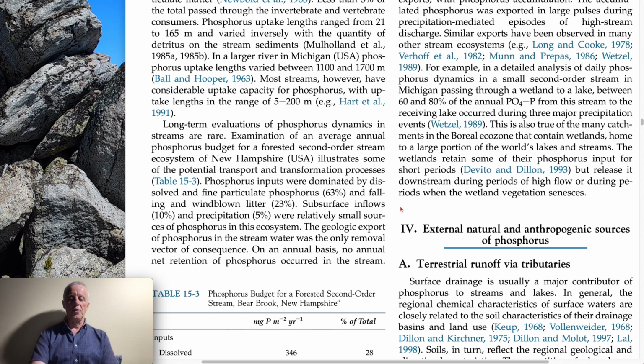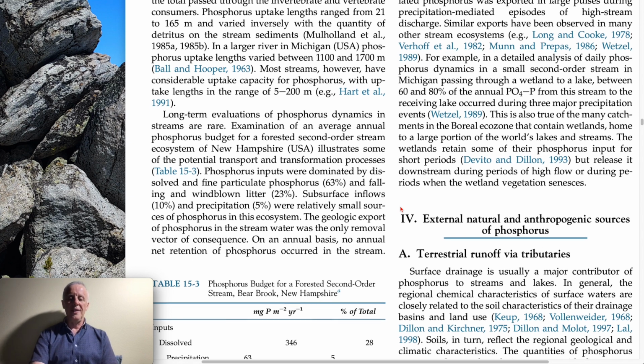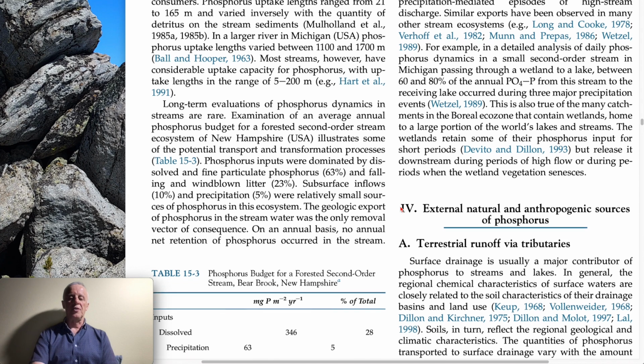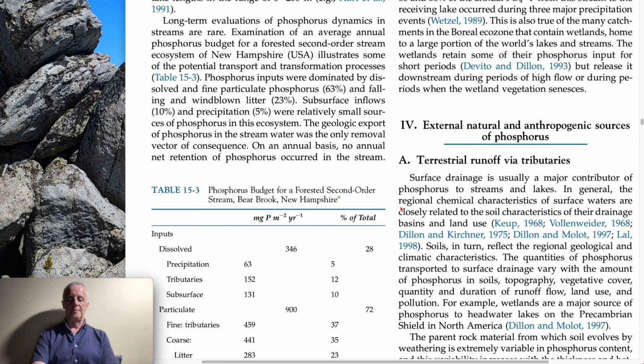This is also true of the many catchments in the boreal ecozone that contain wetlands, home to a large portion of the world's lakes and streams. The wetlands retain some of their phosphorus input for short periods, but release it downstream during periods of high flow or during periods when the wetland vegetation senesces.